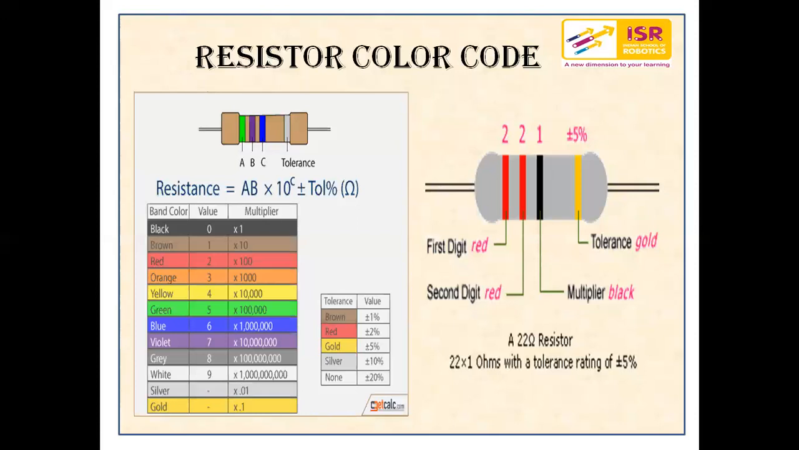Here the important point is that tolerance is always written with a plus minus and always in percentage. That means your 22 ohm resistor can change its value plus minus 5%. That is, its resistance can increase 5% or decrease 5% depending upon the weather conditions and the voltage that is applied. So that is all about resistor color coding.